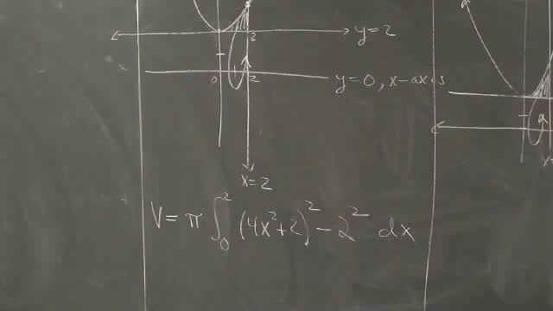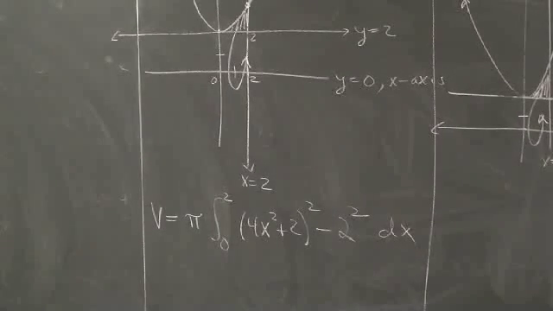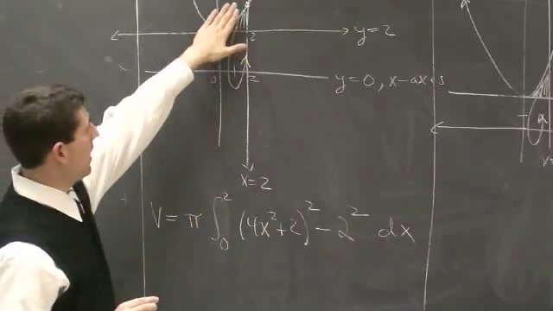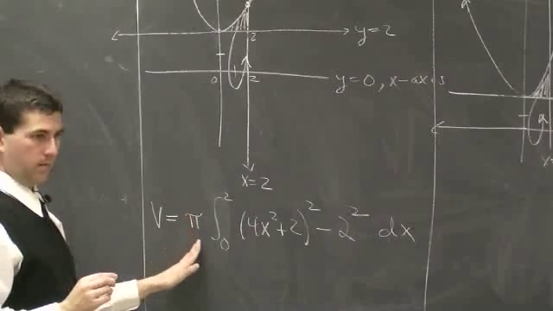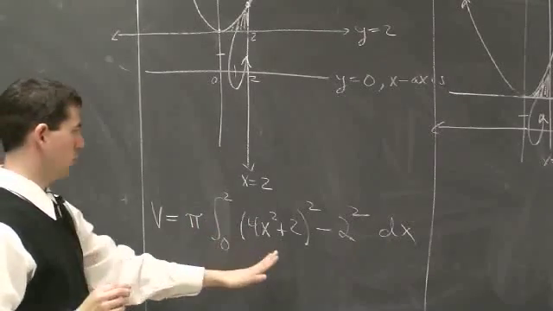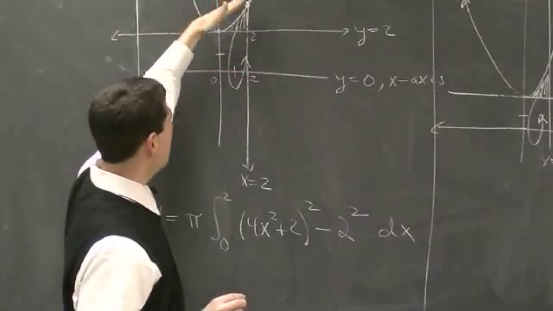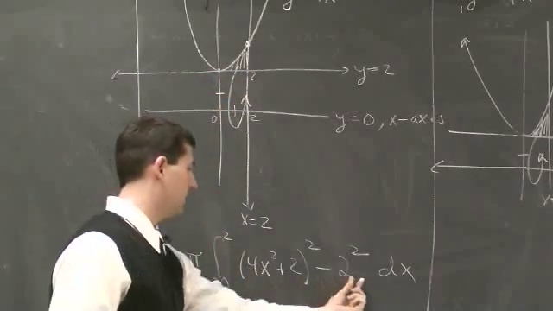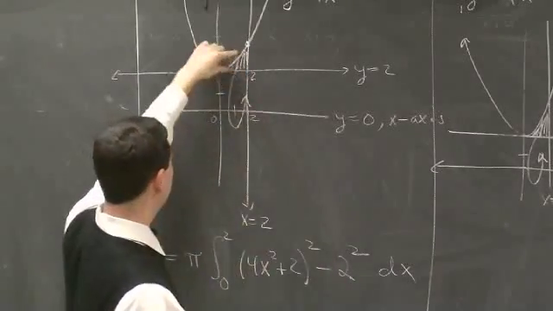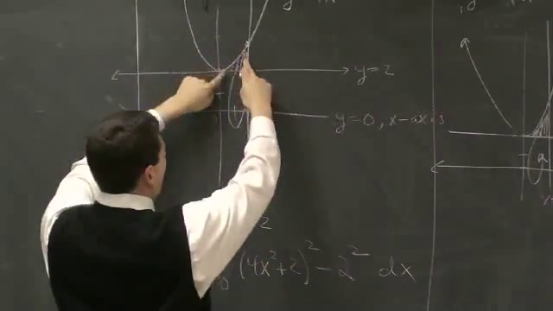Okay, so let's pause and make sure we agree with this. A function of x around the x-axis, so we use the one variable formula, pi r squared. Right? And when your region is bounded by an upper function minus a lower function, you have to square them individually and subtract.